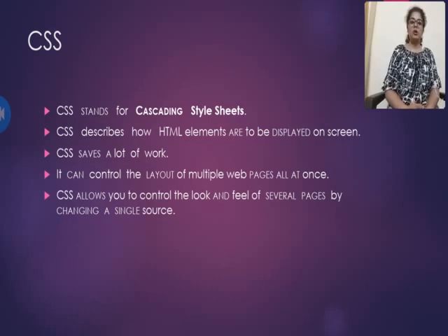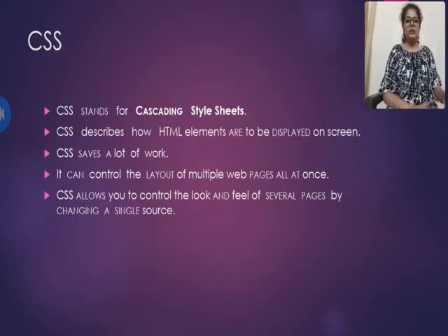Next is it saves a lot of work. I will explain you in detail how it saves a lot of work. It controls the layout of multiple web pages at once. With just a few changes, or just once by applying any rule, you can change the entire website. So CSS is basically used to control the look of several pages of the website in just a single click.